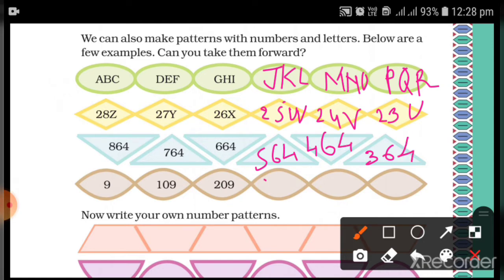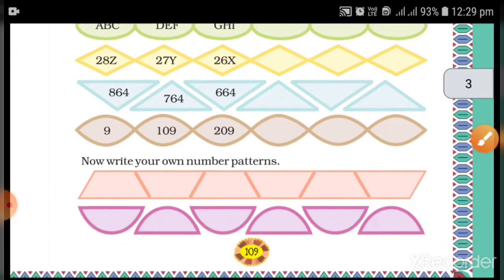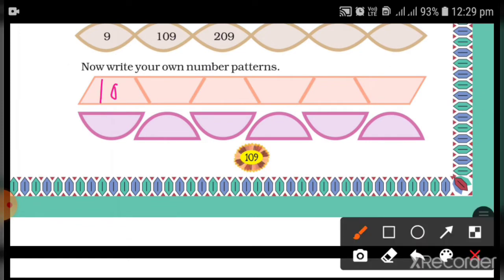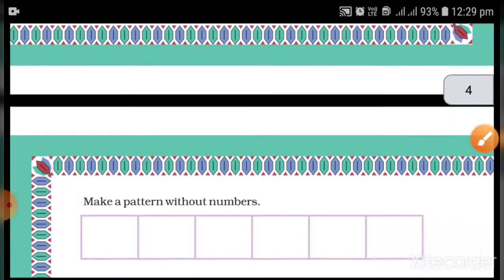9, 109, 209. Here you can see 30, 40, 50. And write 9 besides. Now write your own number patterns. I will write like this. You can use your pattern 100, 200, 300. And next is 150, 250, 350. And pattern goes on.